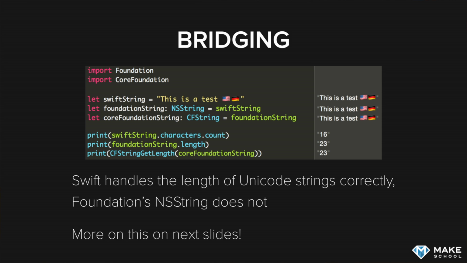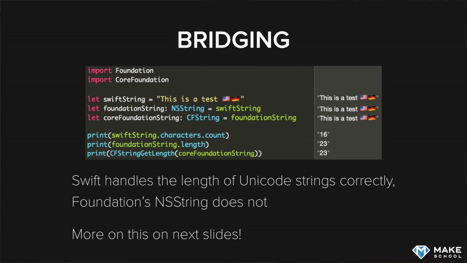And I have 3 different strings. The first one is a Swift string. I basically don't have any type here, so it just automatically gets stored as a Swift string. Then I have one that I store as an NSString, which is the Foundation type. And I have a third one which I store as a CFString, which is the Core Foundation type.